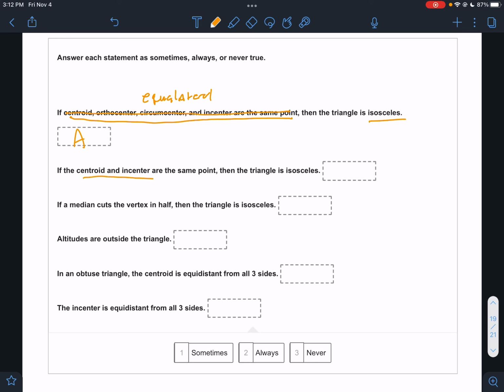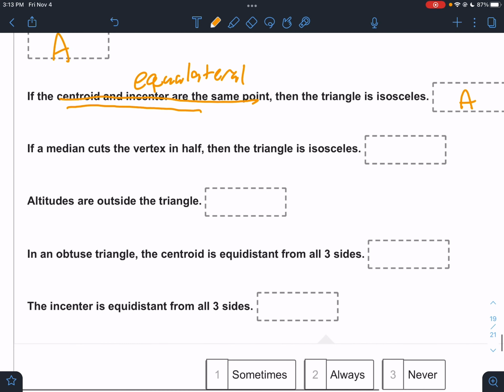If the centroid and incenter are the same, well, if 2 are the same, then they're all the same, and that's once again equilateral. I'm spelling this wrong. I don't know. You can spell check me later. If it's equilateral, is it isosceles? Always. If a median cuts the vertex in half, then it's isosceles. Yeah. It could be equilateral, but on an isosceles triangle, it happens one time.